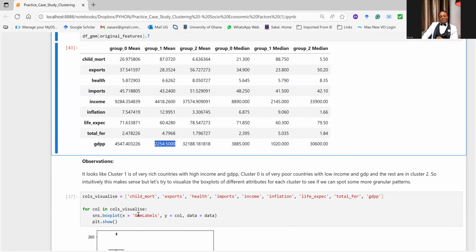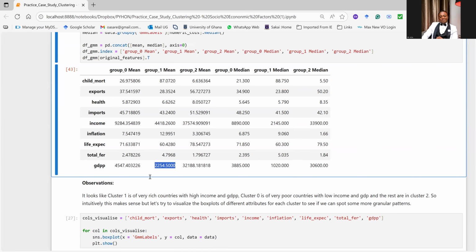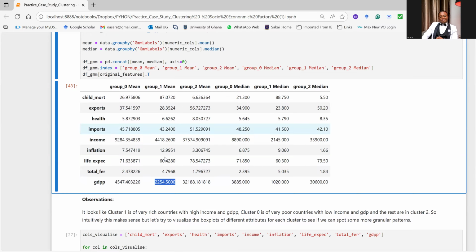But here's the thing, the claim that observations or clusters like cluster 1 is of very rich countries with high GDP, that is not true. If you look at what we have here, the cluster that seems to be doing well is cluster 2, with 32,000 GDP. Now let's go to income.